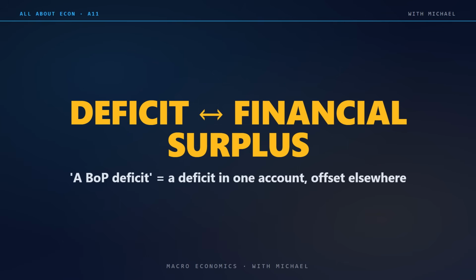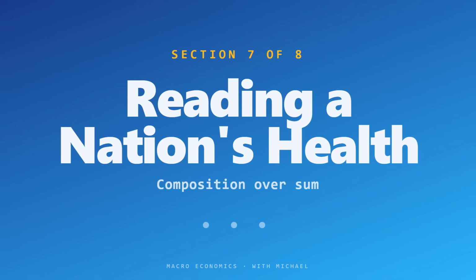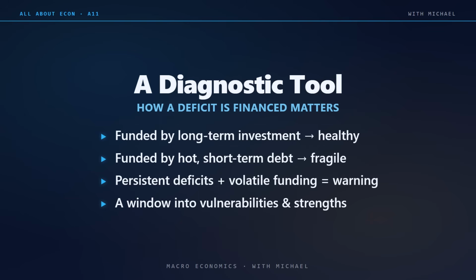Section 7. Reading a nation's health. Because the total is always zero, the skill is not in the sum, but in reading the composition. The balance of payments is a diagnostic tool. A country financing a trade deficit by attracting long-term foreign investment into productive factories is in a very different, healthier position than one financing the same deficit by piling up short-term debt that could flee at the first sign of trouble. Persistent, large current account deficits funded by volatile borrowing have been the warning sign before many a financial crisis.